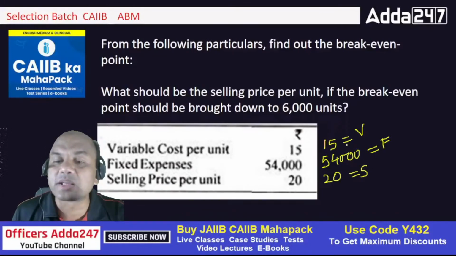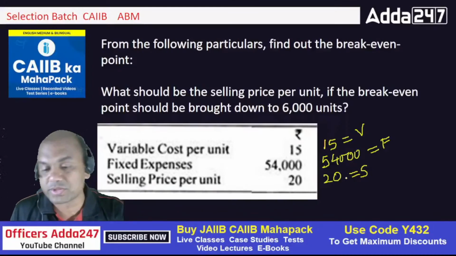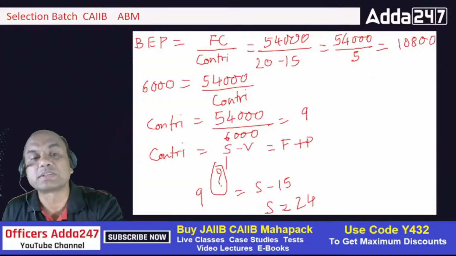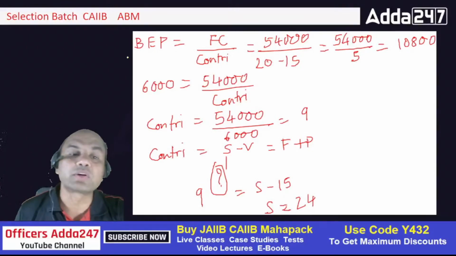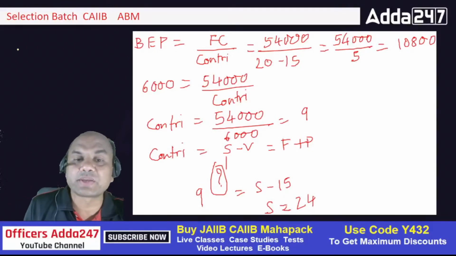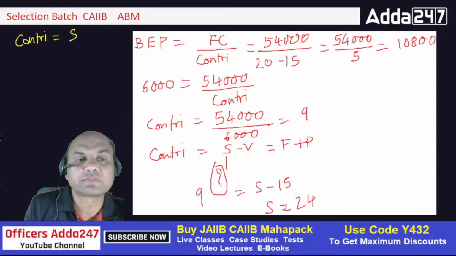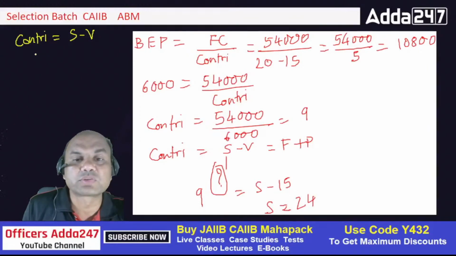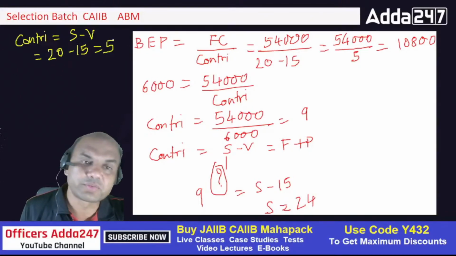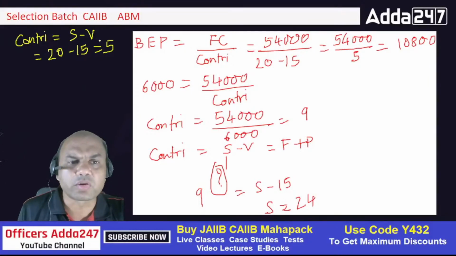So the first step of mine will be to find the contribution. Contribution equals S minus V. So 20 is my selling price minus 15 is my variable cost. So that is equal to 5. Contribution equals 5. Got it? Clear? Contribution I got it.